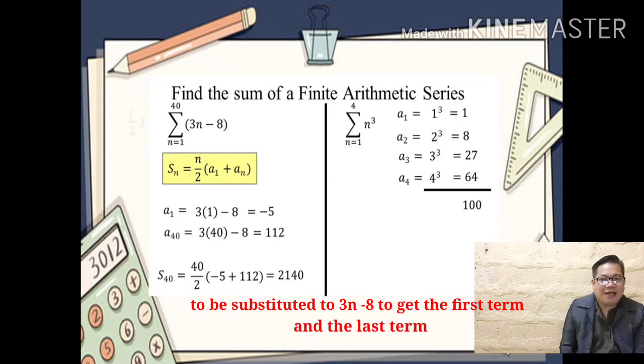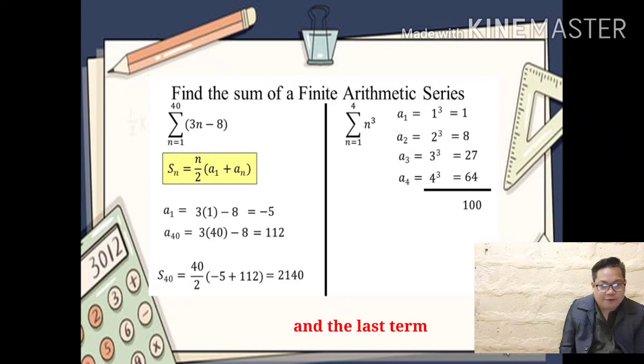Hahanapin muna natin. Isa-substitute muna natin yung first term at saka yung last term. Doon muna tayo sa first term. A sub 1 equals sa 3n minus 8, so we have 3 times 1 minus 8. So 3 times 1 is 3 minus 8 equals negative 5. Doon naman tayo sa last term na 40. A sub 40 equals 3 times 40 minus 8 equals 112. Kasi 3 times 40 is 120 minus 8 equals 112.